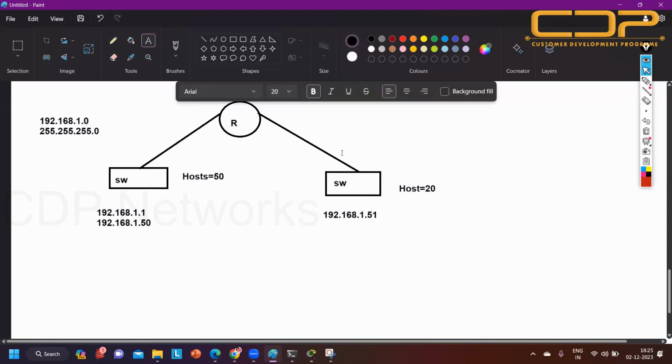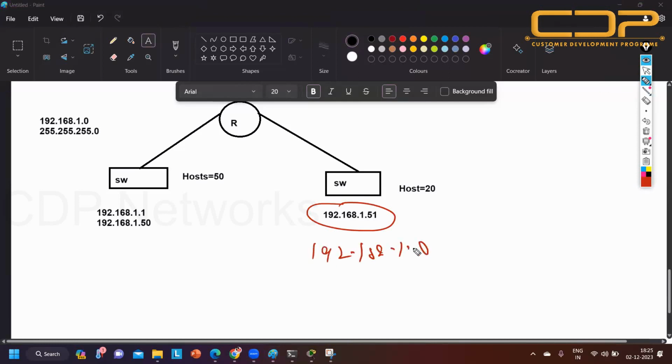The answer is no, because both hosts belong to the same network. If you calculate the network ID of this IP address, the network ID is 192.168.1.0. The network ID of this other IP address is also 192.168.1.0. Both network IDs are the same.